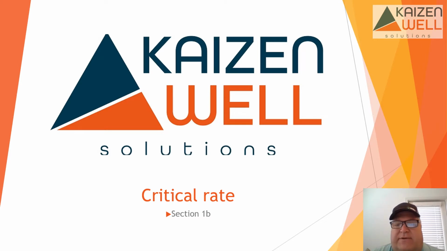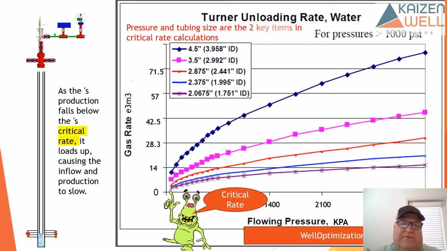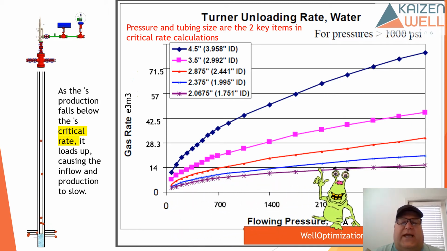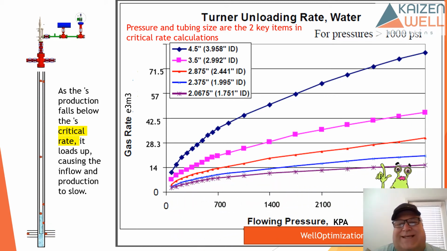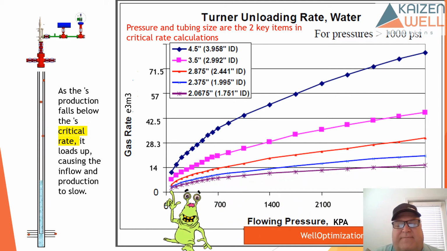I was going to throw out a short little talk about critical rate and what that means to your well. There's really only two key items that impact the critical rate from a 5,000 foot view, I guess. One is pressure, and one is the tubing size or the area inside that tubing.